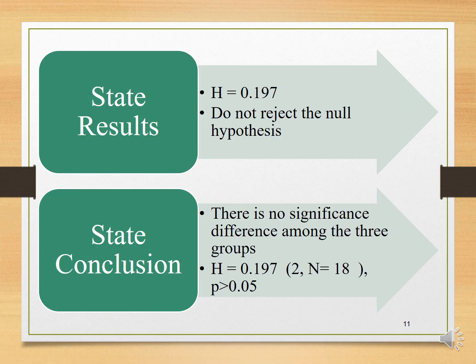So now we can move on to our results. Remember, our decision rule was if our chi-square value is greater than 5.99, we were going to reject the null hypothesis. In this case, our value is 0.197. Because it's not greater than 5.99, we do not reject the null hypothesis. Now we state our conclusion. Basically, what that means is that there is no significant difference among the three groups that we compared in this Kruskal-Wallis test.